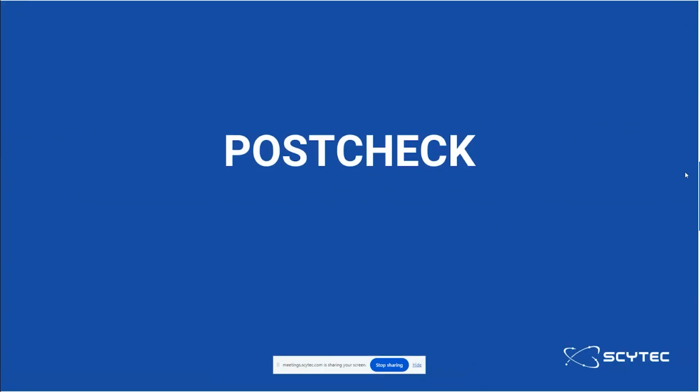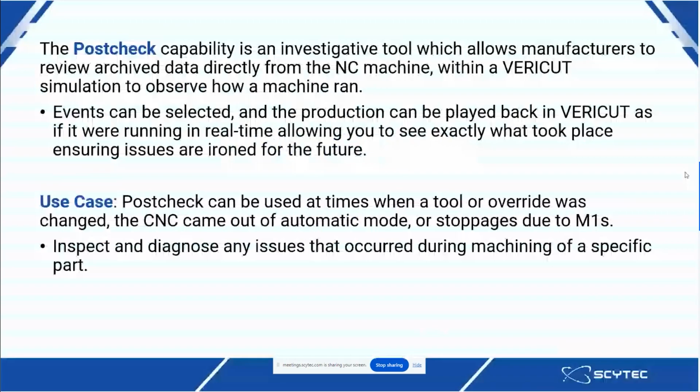Finally, we will discuss some use cases for the Postcheck feature. And to reiterate again, the Postcheck capability is an investigative tool which allows manufacturers to review archived data directly from the NC machine within a VERICUT simulation to observe how a machine ran. Events can be selected and the production can be played back inside VERICUT as if it were running in real time, allowing you to see exactly what took place, ensuring that issues are ironed out for the future.